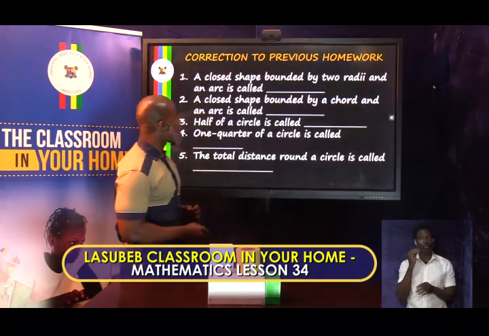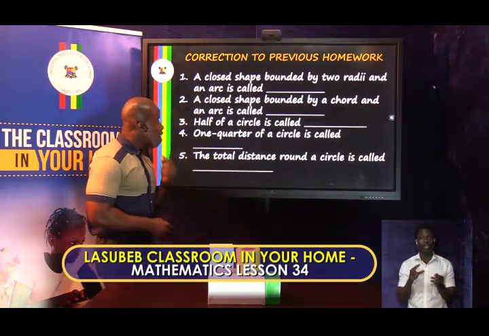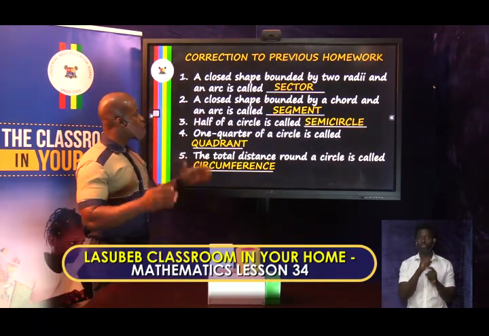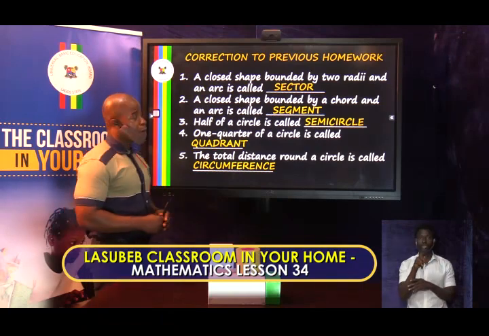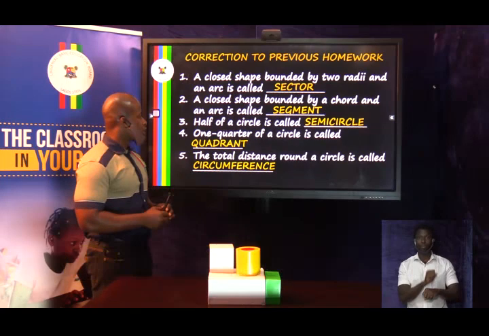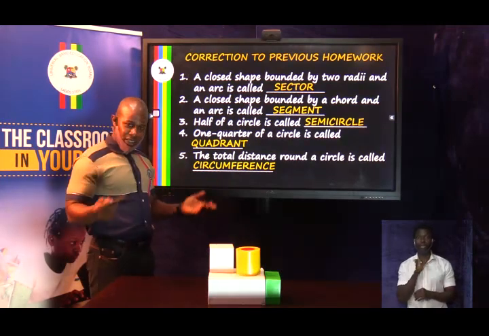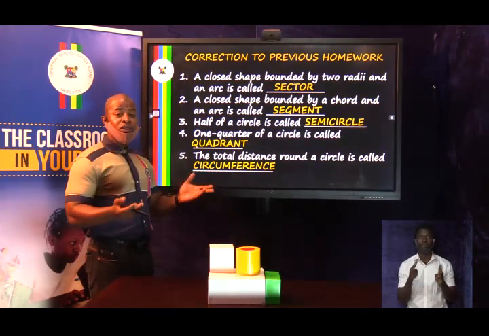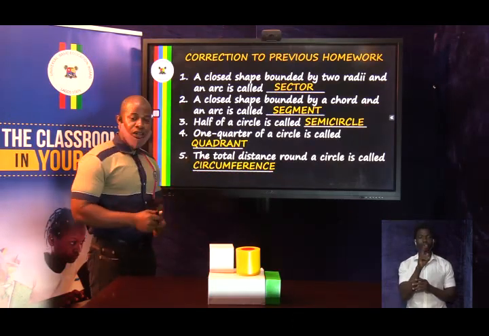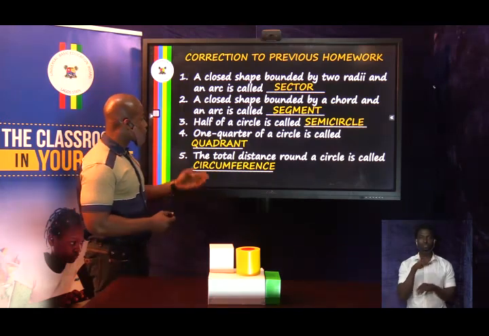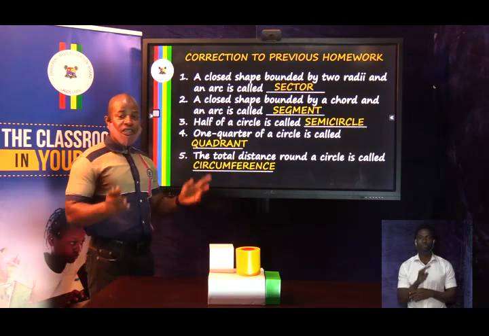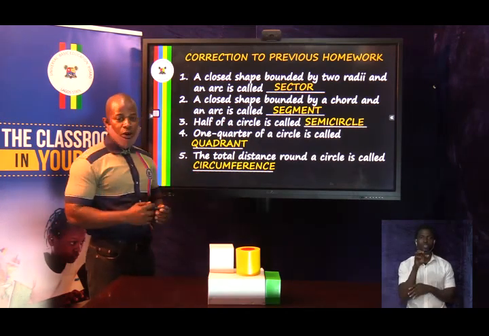In the last lesson, you were asked to copy this and fill in the gaps, and the answers will come up right about now. A closed shape bounded by two radii and an arc is called a sector. I believe you got that right. A closed shape bounded by a chord and an arc is called a segment. The bigger one is the major segment and the smaller one is the minor segment. Half of a circle is called a semicircle. One quarter of a circle is a quadrant. And finally, the total distance around a circle, we call it the circumference.